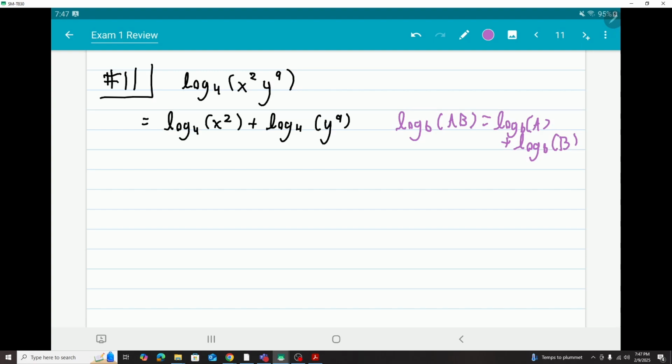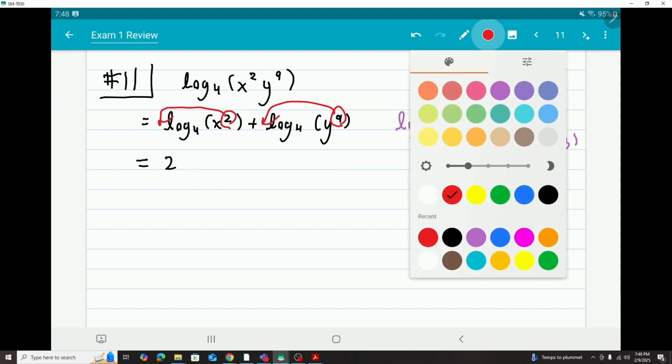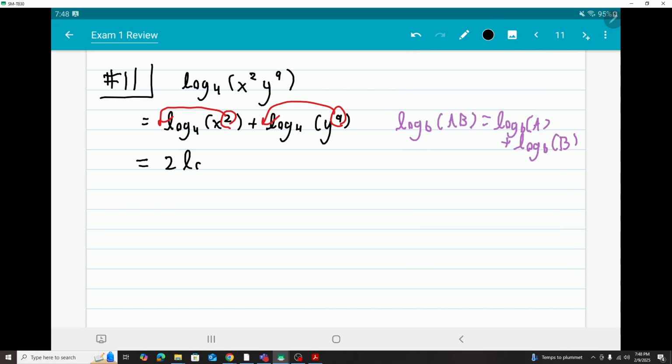Now we have some powers to deal with, and we can use the power rule for that. So here the way I picture it is the powers get to go downstairs now. That's the power rule for logs, and I can say this is 2 log base 4 of x plus 9 log base 4 of y.